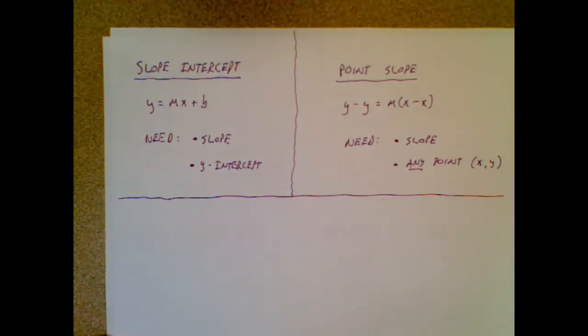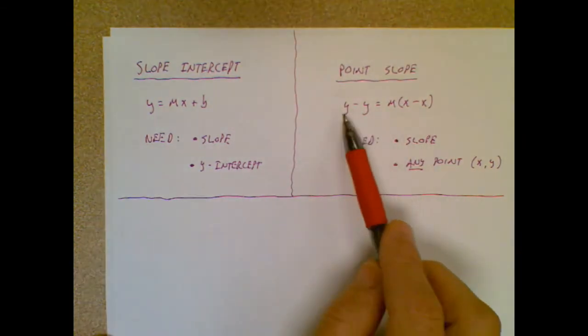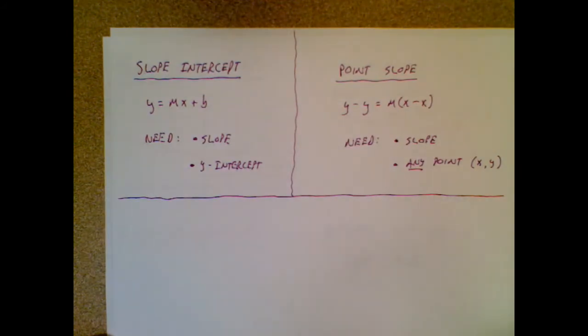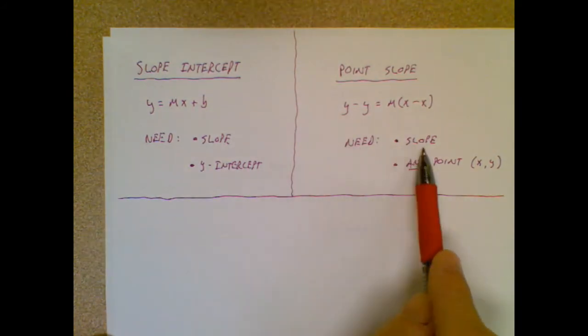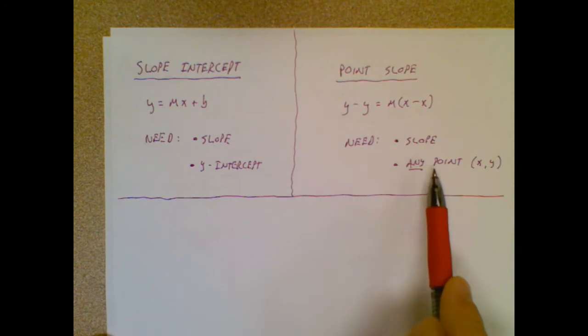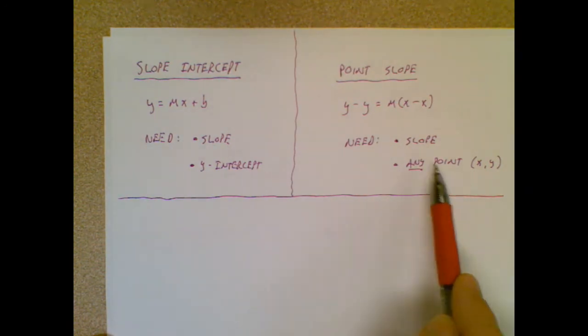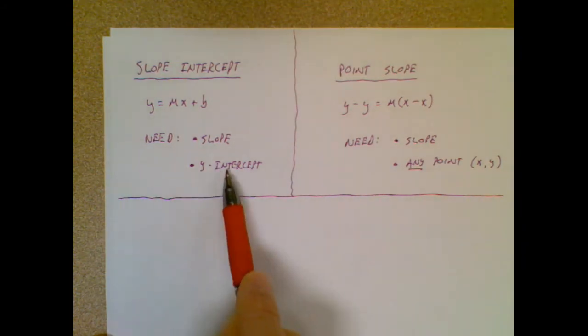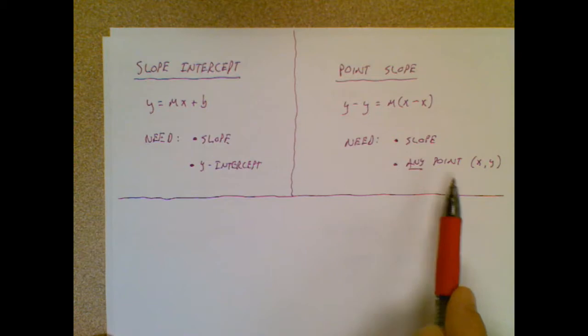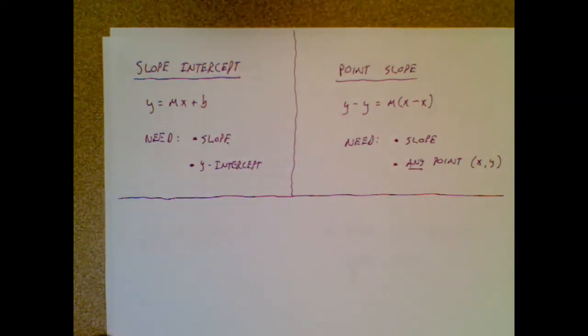Here's point-slope form, the new one you're going to learn today. And even though this looks clunky, there's an advantage. You need the slope, there it is, but you also can use any point on that line, which is helpful because here you have to have the y-intercept, a very specific point. Here you can use any point on that line, which is nice.